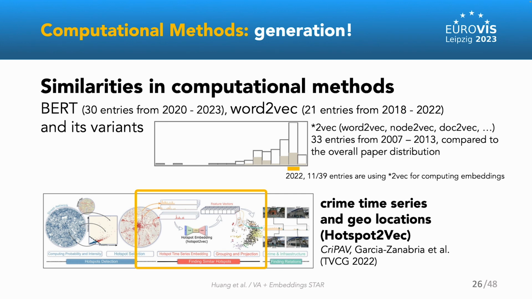For the examples at the bottom that aim to create a visual analytics tool identifying city crime hotspots, the authors propose hotspot-to-vec as one important computational module for their visual analytics tool in analyzing crime data. They use autoencoders to embed time series, and the grouping and projection of the feature vectors are used to guide the users to find relationships between crime events and geolocations.